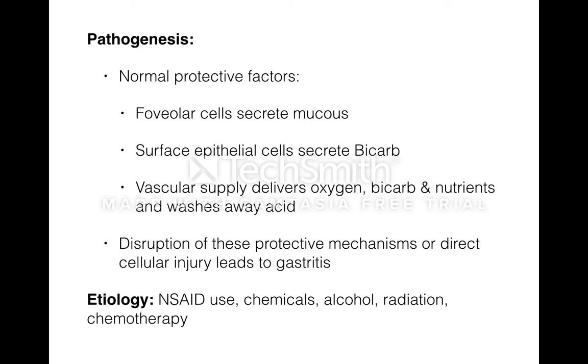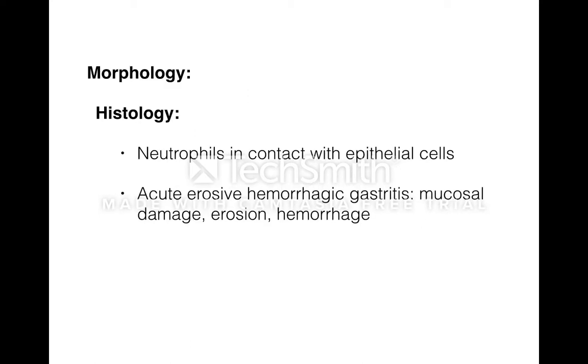Disruption or direct cellular injury from alcohol, NSAIDs, radiation, or chemotherapy will lead to gastritis. On histology, you will see active inflammation in the form of neutrophils coming above the basement membrane and often in direct contact with epithelial cells. In more severe cases, you can get erosion of the epithelium and hemorrhage. If both ulceration and hemorrhage are present, it'll be called acute erosive hemorrhagic gastritis.